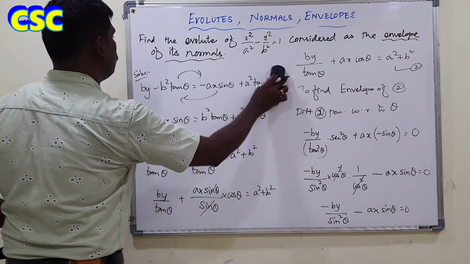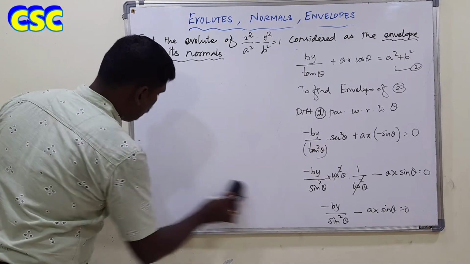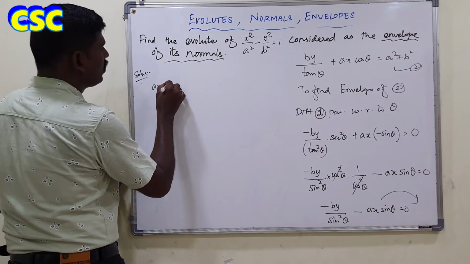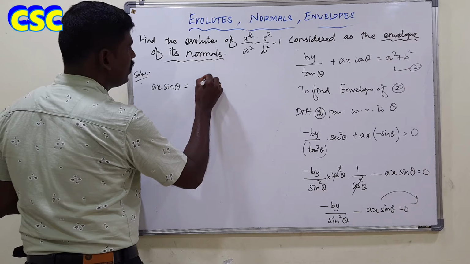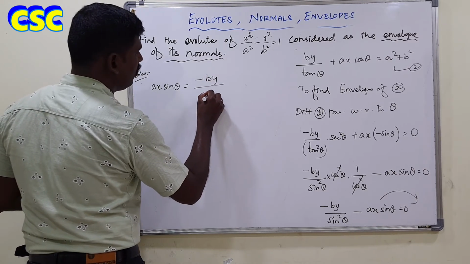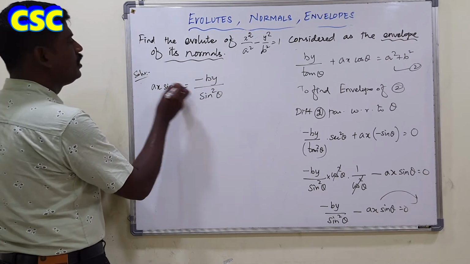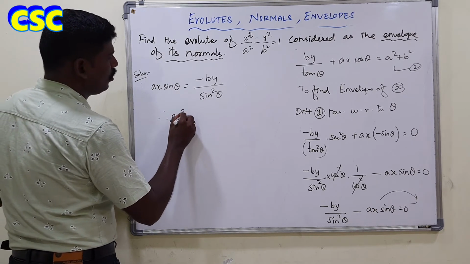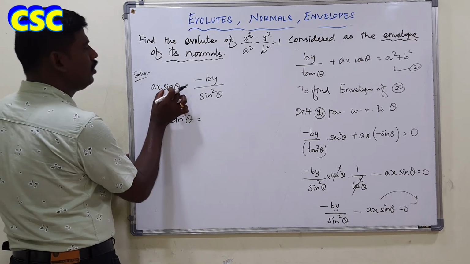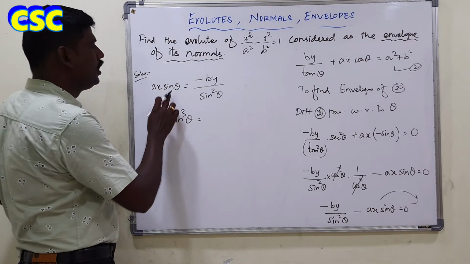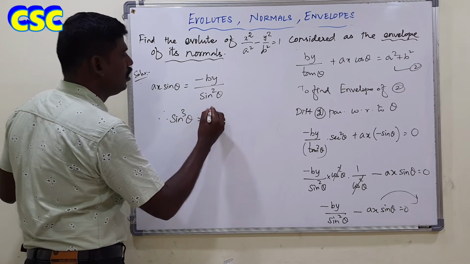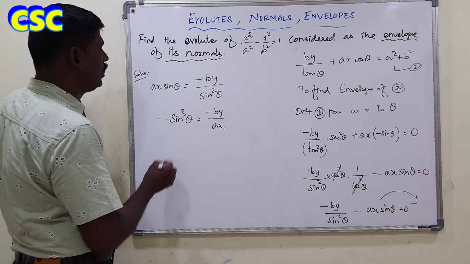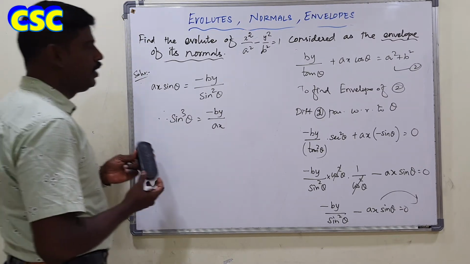This can be written by taking ax sin theta to the right hand side: ax sin theta is equal to minus by by sin square theta. Taking the sin square theta to the left hand side and ax to the right hand side, sin cube theta becomes minus by by ax. So the relationship you get is sin cube theta is equal to minus by by ax.